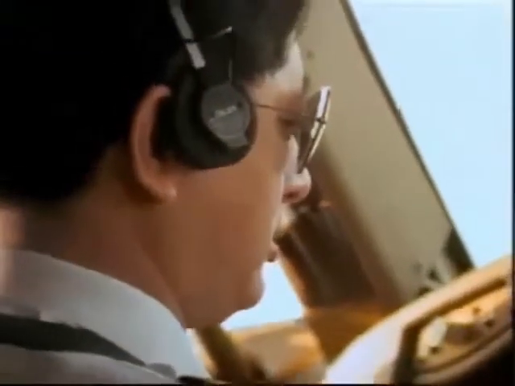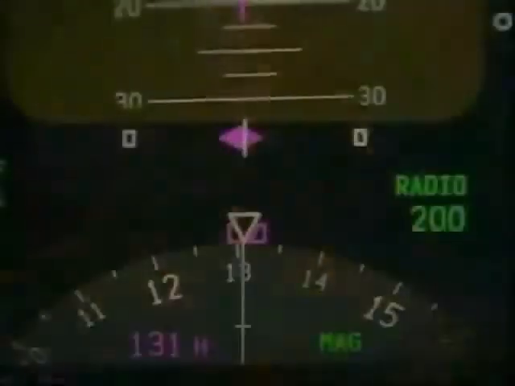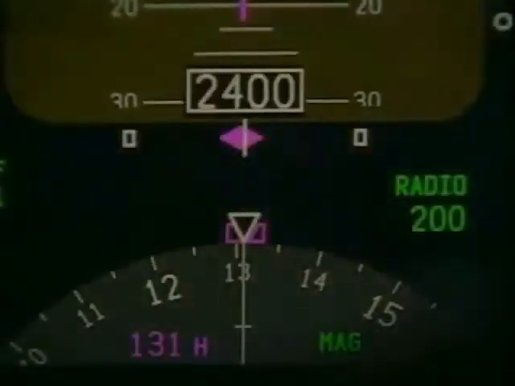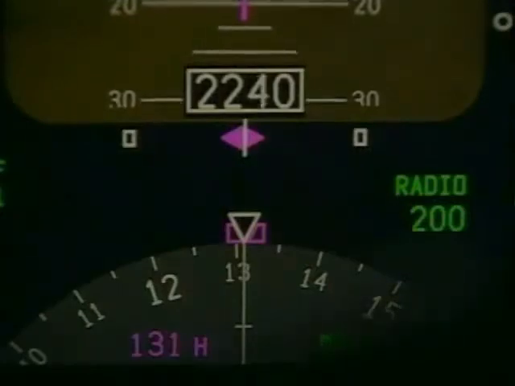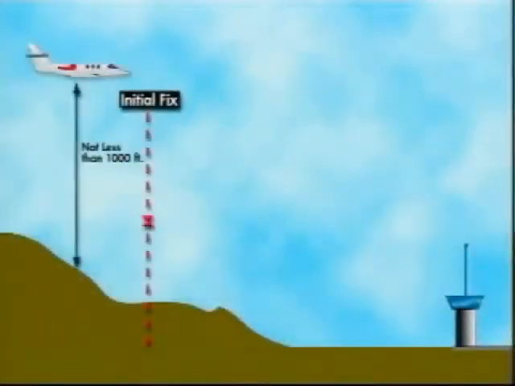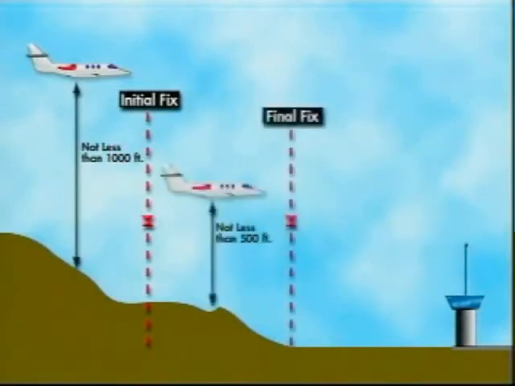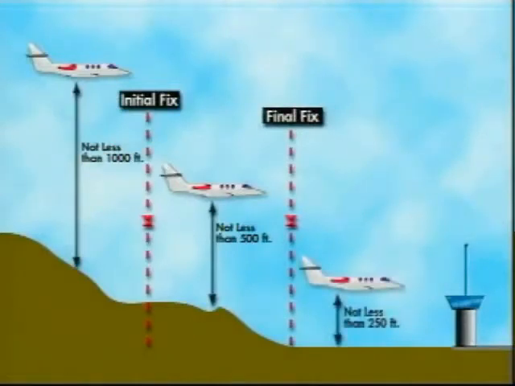In a situation where you are unsure of your position, such as an unexpected radio altimeter reading, a go-around should be called for. Always check altitude against range. You should not see radar altitudes less than 1,000 feet while on an instrument approach prior to the initial fix. And you should never see radar altitudes of less than 500 feet between the initial fix and the final approach fix. You should never see less than 250 feet past the final approach fix, unless you are on an approach with lower minimums or until going visual.